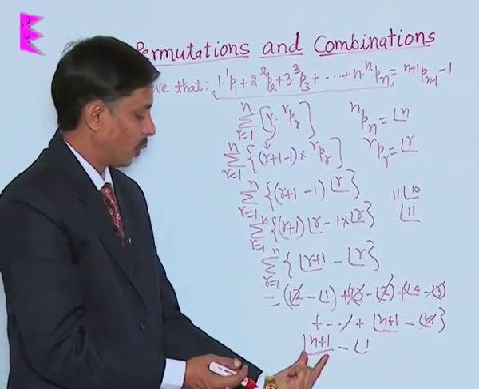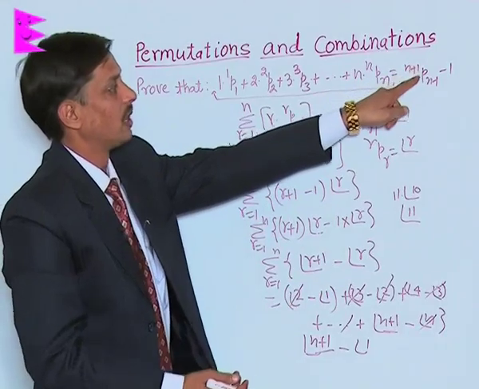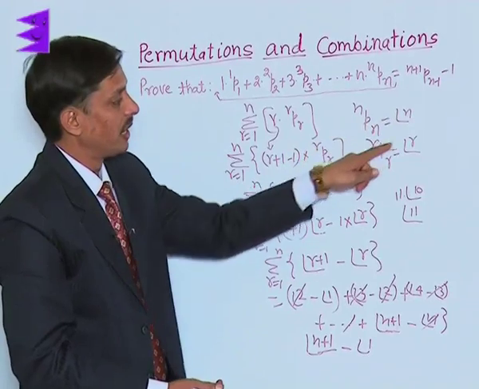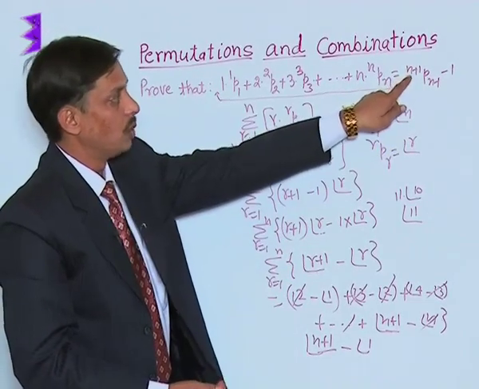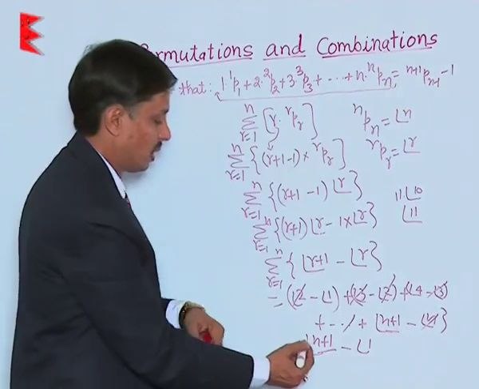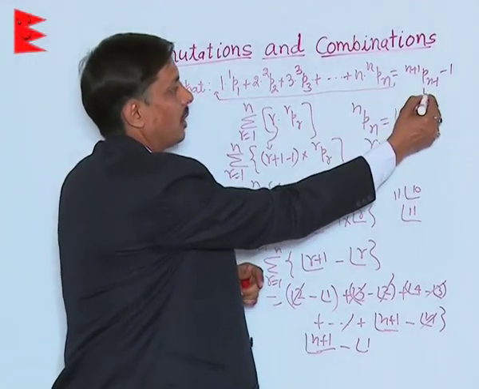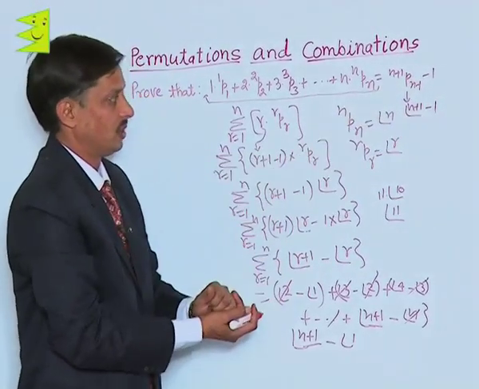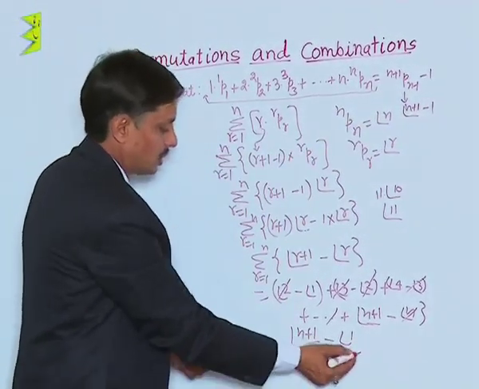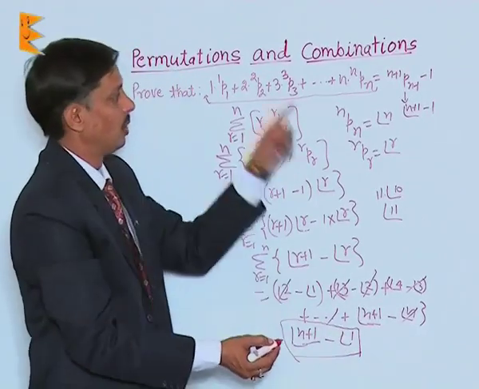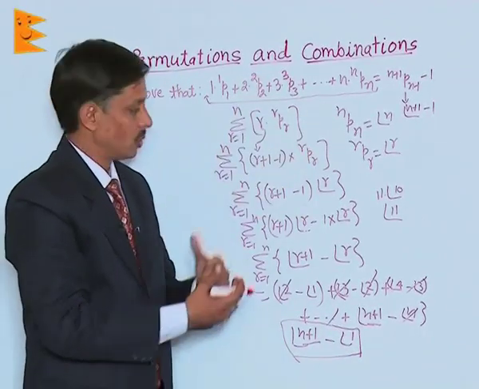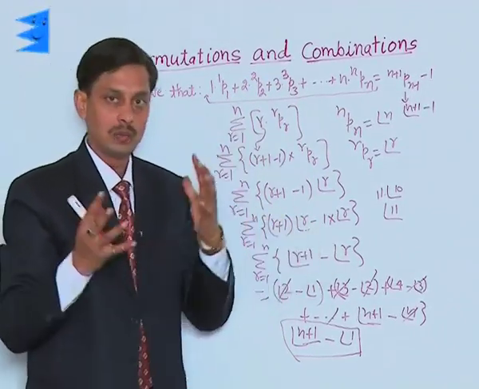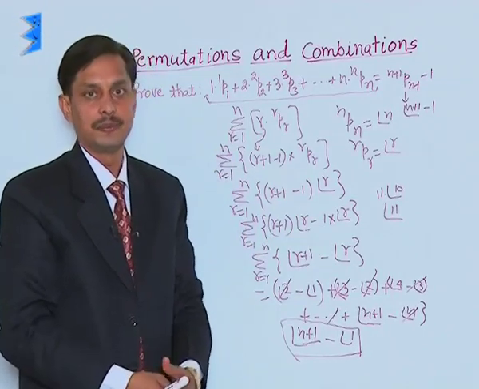But what is factorial (n plus 1)? As you know, nPn is factorial n and rPr is factorial r, so the value of (n plus 1)P(n plus 1) is factorial (n plus 1). So this can be written as (n plus 1)P(n plus 1) minus 1. This is our required result which we wanted to show. So this is one way of applying the result nPr.